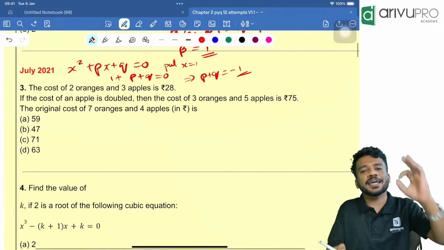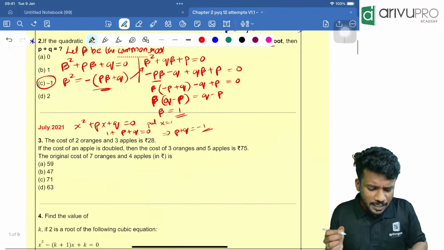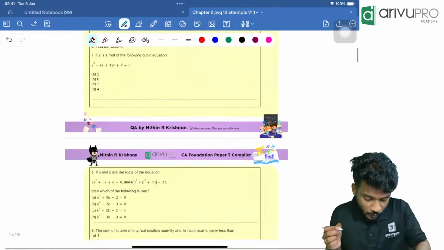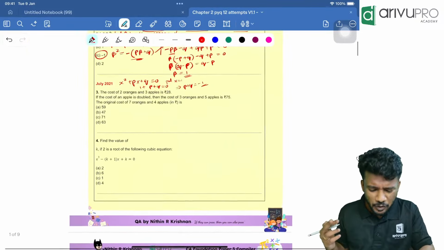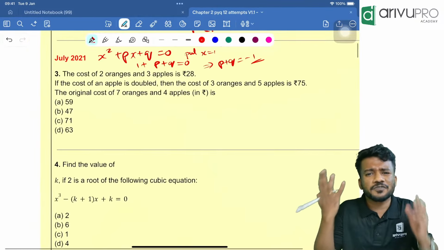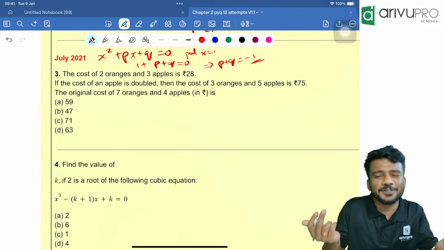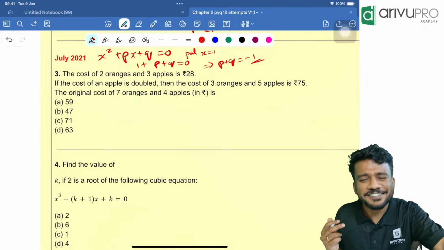Which option? Option C is your answer. Next question, July 2021. In that year, in that attempt, there were 4 questions from this chapter. So, usually you can expect 4 marks from this chapter. So, it's a very good chapter. Usually, using options itself, you can solve this chapter. But, yet, we need to study.